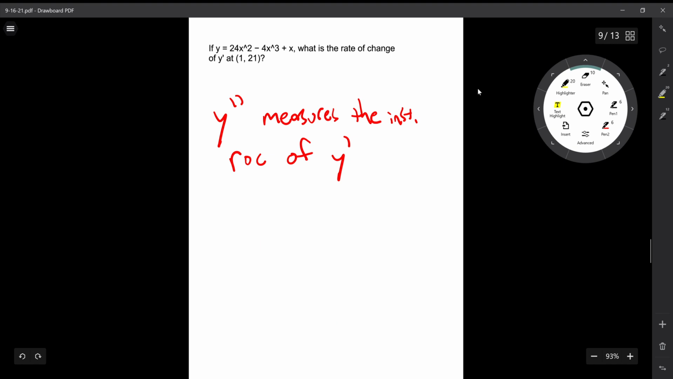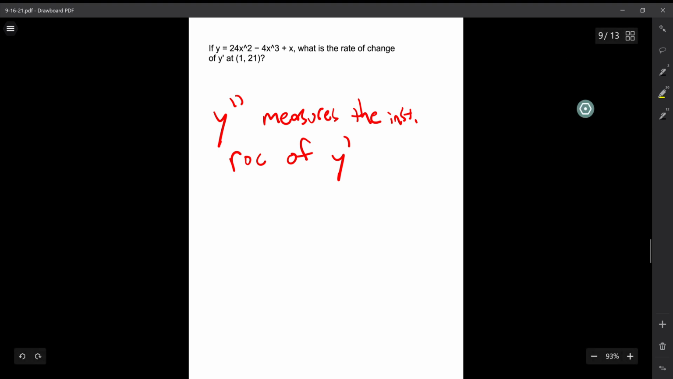And in fact, you can go a little bit further. Turns out y triple prime will measure the instantaneous rate of change of y double prime, right? When you derive something, it measures the instantaneous rate of change of the function beforehand. So boom, that is our big observation of the day.